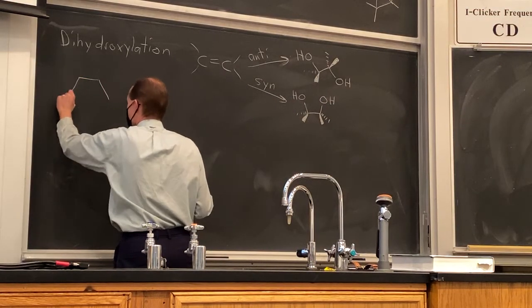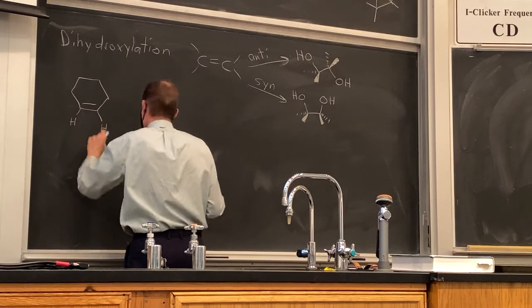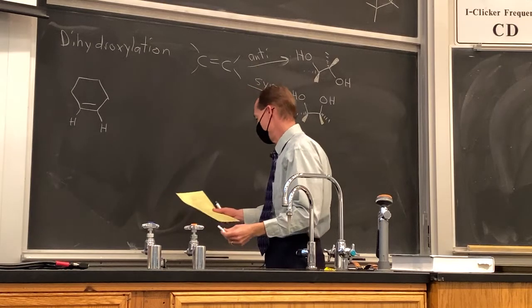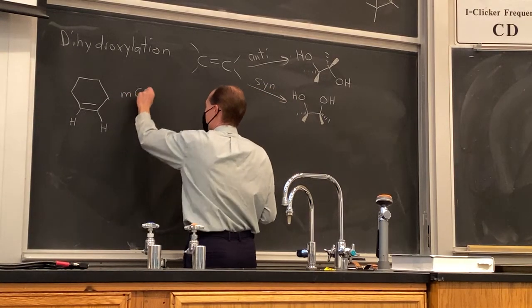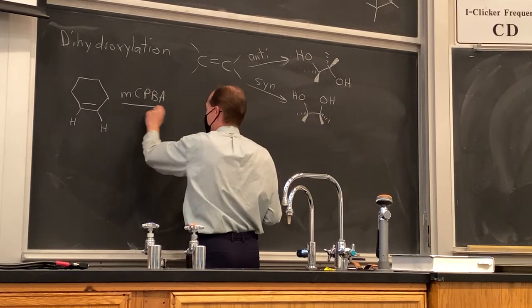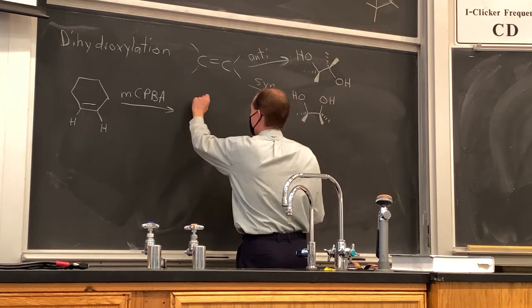So first, we would take our alkene. We're going to use cyclohexene in this particular case. And we're going to make an epoxide from cyclohexene. We're going to react it with MCPBA.